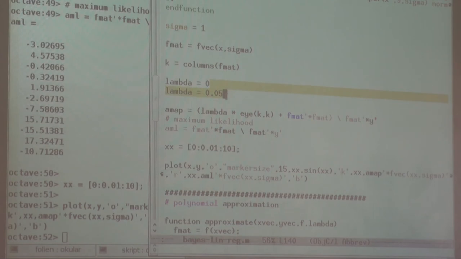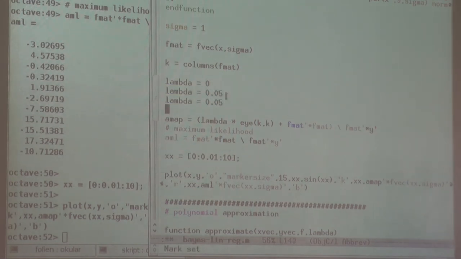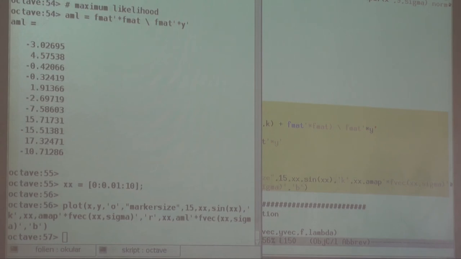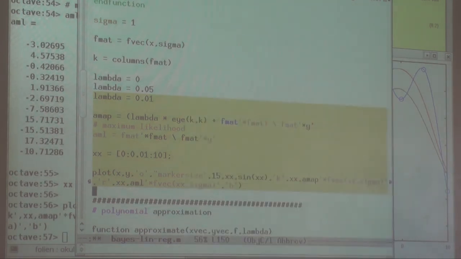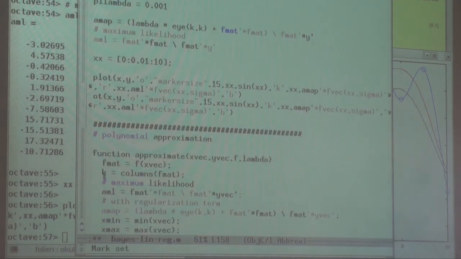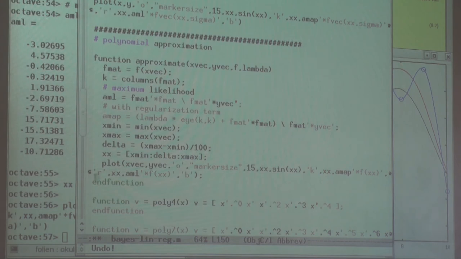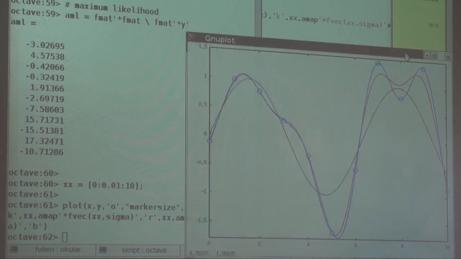Now let's use a smaller lambda, 0.01, for example. Okay, I need to get my plotting window again. Okay, that's it with lambda equal 0.01, which is still quite good. So let's decrease lambda by a factor of 10. Oops, that wasn't good. And now that's what you get. So you can see, if we reduce our lambda towards zero, of course it becomes closer and closer to the maximum likelihood solution.